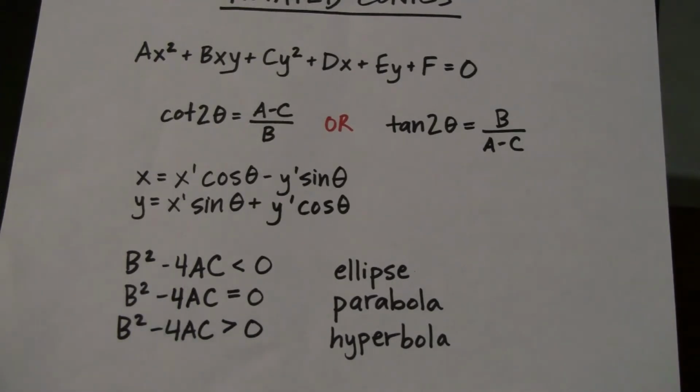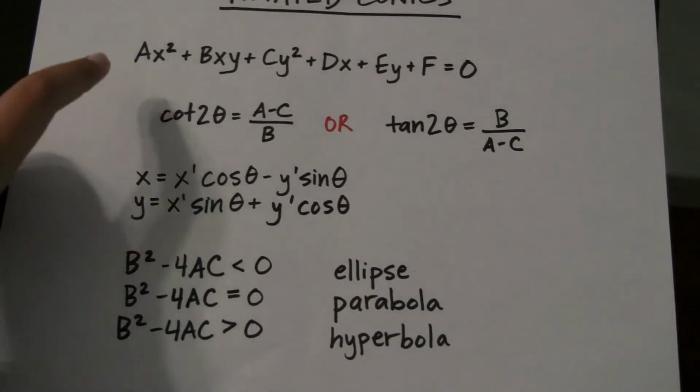When you find the determinant for each equation you're given, when it's less than 0, it's an ellipse. It also could be a circle, but you can't rotate a circle, so don't bother. When it equals 0, it's a parabola, and when it's greater than 0, it's a hyperbola.